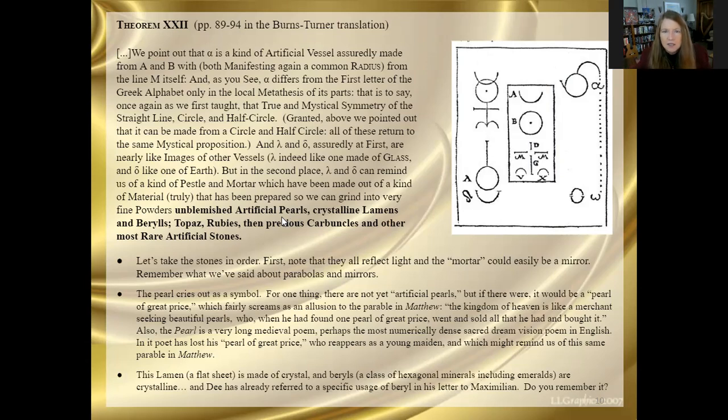Let's look at his lamen. A lamen is kind of a flat sheet. Sometimes name tags are lamens. If you are doing angel magic with Dee and Kelly's later work, you know there's a protective lamen. This lamen is a crystal lamen. Wow. And barrels are often used for scrying, and that means that we're being directed back to his letter to Maximilian, because he talked about barrel gazers back in that letter, if you remember.